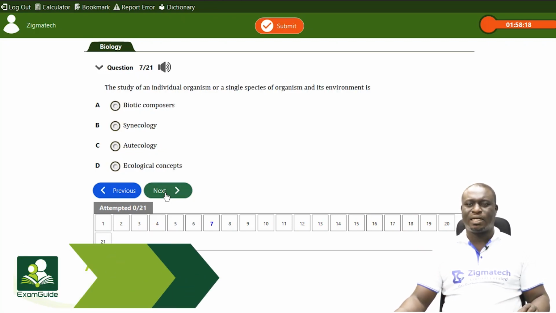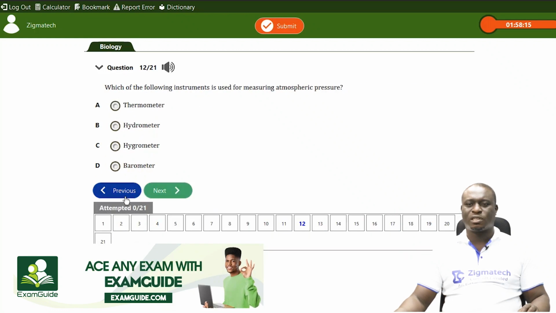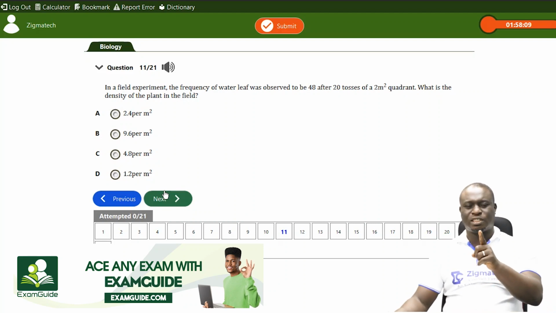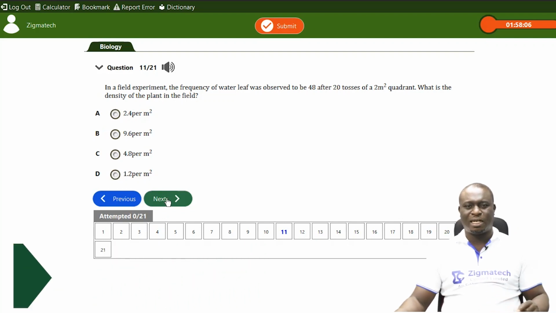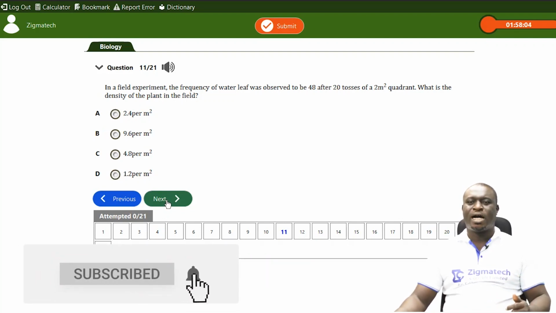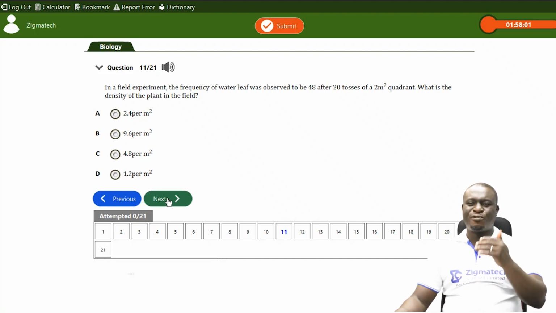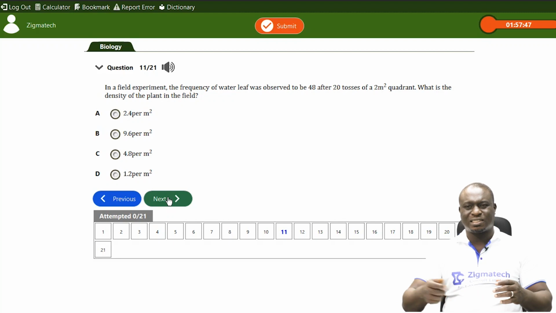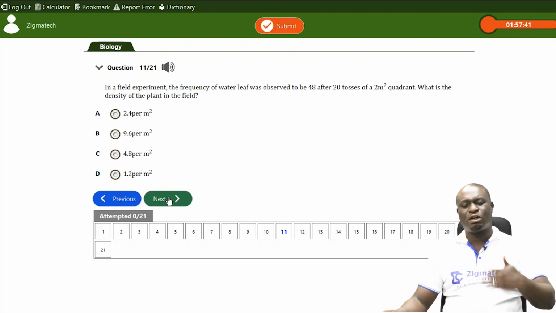I want us to look at questions that involve a calculation. Now look at this. We've just looked at calculations that involve population studies. I'll use this as my last question we're going to be looking at considering. Now, in a field experiment, the frequency of water, remember I told you that is a way we calculate population density, all right? We said it is the frequency of the organisms all divided by the number of tosses. That's how we get the average frequency. And it is the average frequency divided by the area of the quadrat that gives us our final answer, okay?